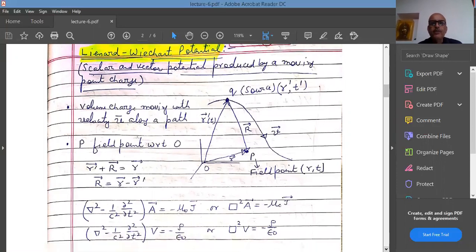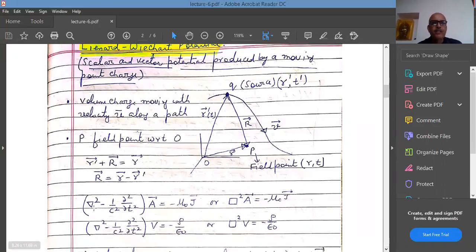The two inhomogeneous equations are: del square minus 1 over c square, del square over del t square, acting on A, is equal to minus mu 0 J, and the same operator acting on phi is equal to minus rho upon epsilon 0. These are the two equations obtained after applying the Lorentz gauge condition, and both can be solved on the same footing.